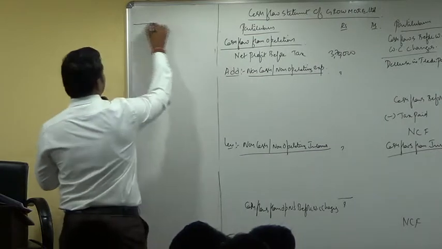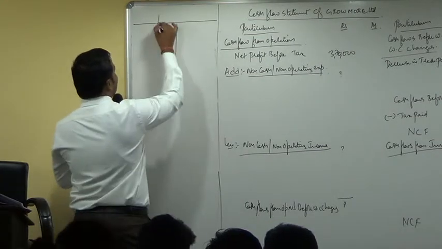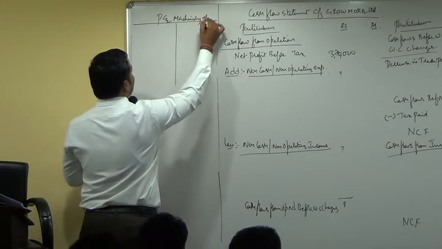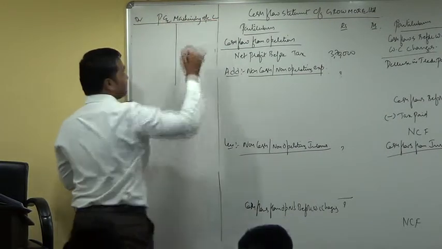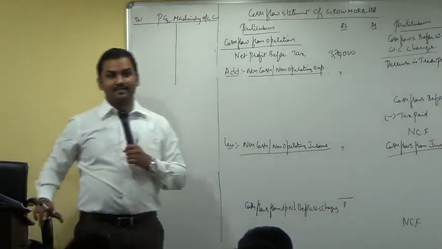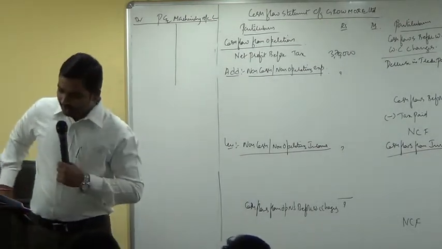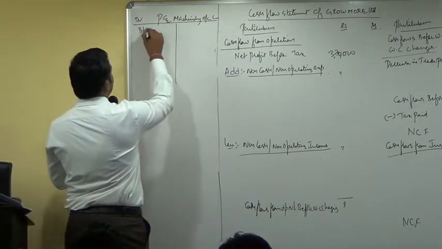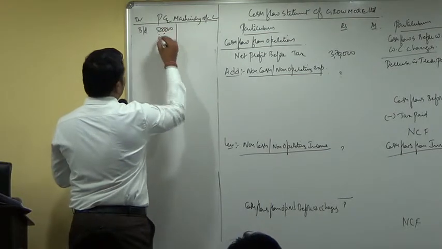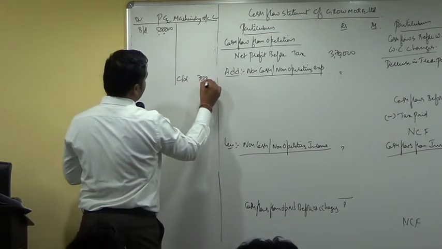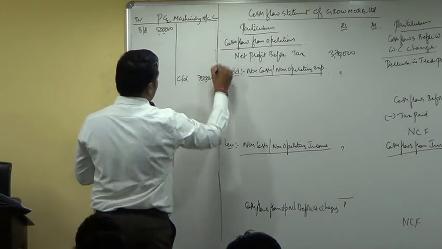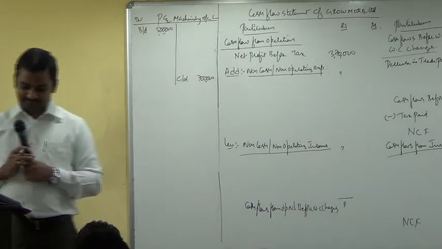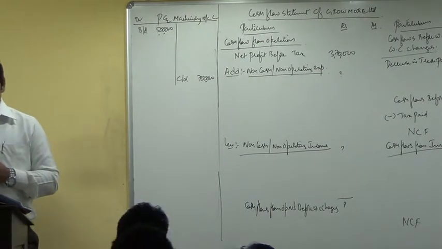Plant and machinery account. Debit, credit. Opening balance 5 lakh, brought down. Closing balance 7 lakh, carried down. I expect you to know where to write opening balance and closing balance, or else use the nearest wall.